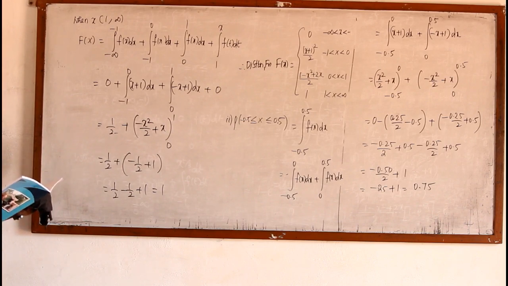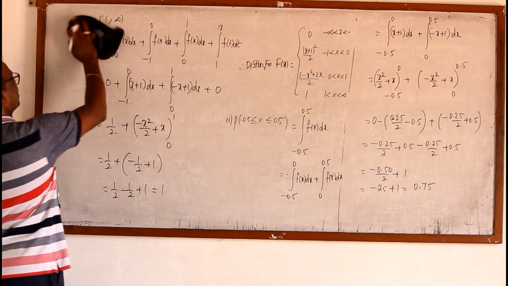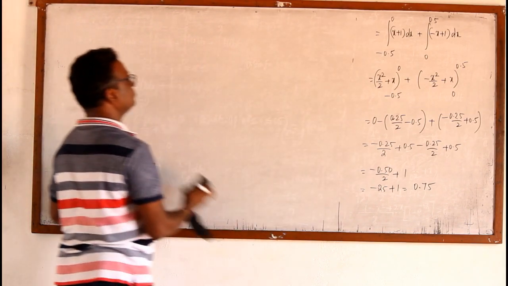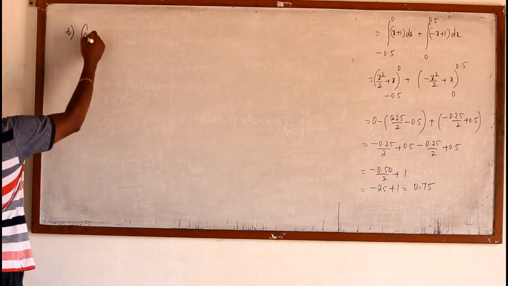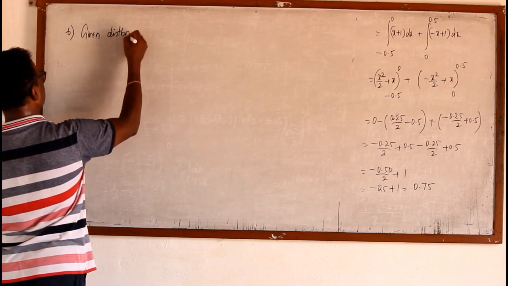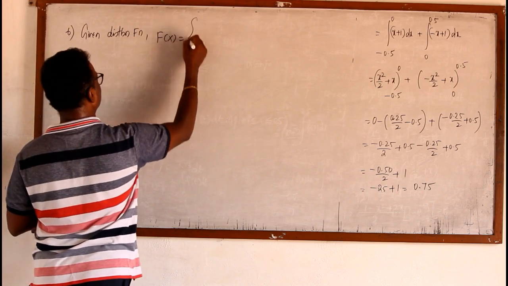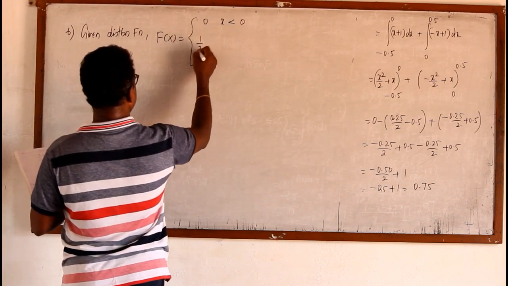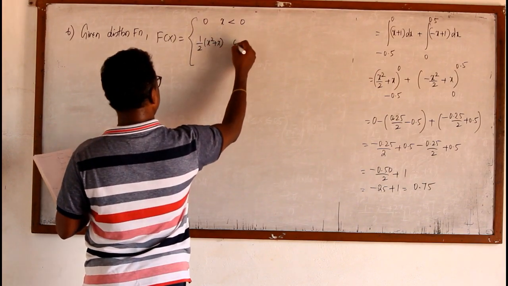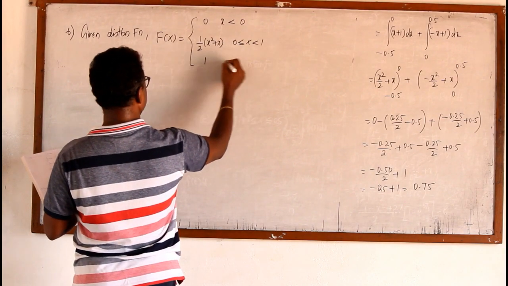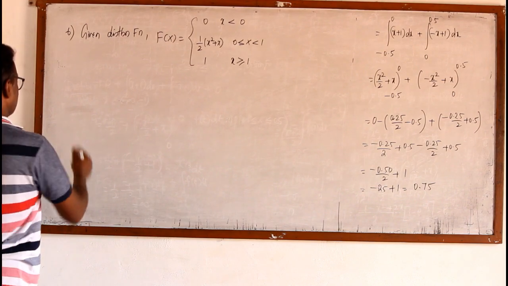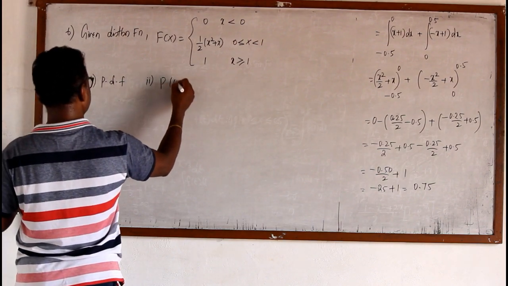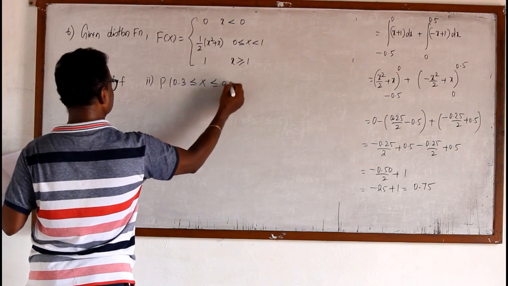And we have the next problem, problem number 6. Shall do problem number 6 now. Given the distribution function capital F of x equal to 0 for x less than 0, 1 by 2 into (x square plus x) for 0 less than or equal to x less than 1, and 1 for x greater than or equal to 1. Now we are asking the reverse form. Find the PDF. Then the second question, probability of 0.3 less than or equal to x less than or equal to 0.6.